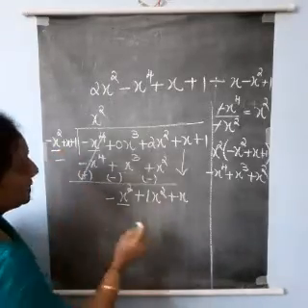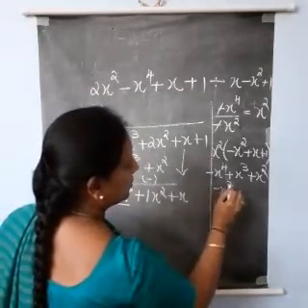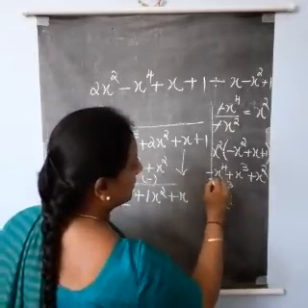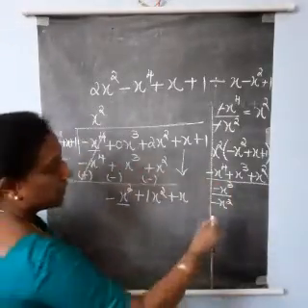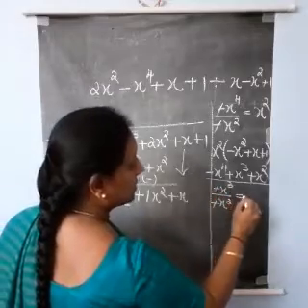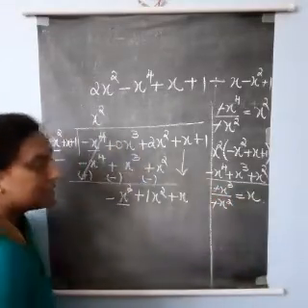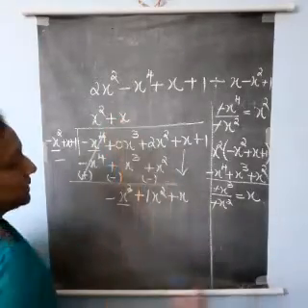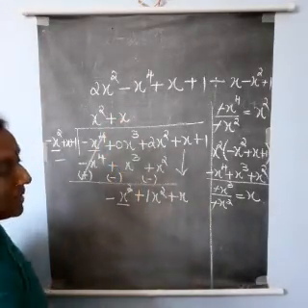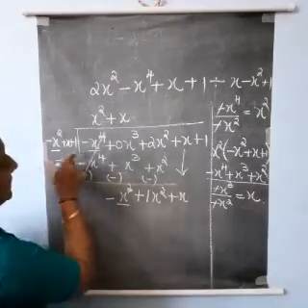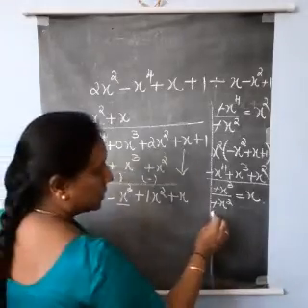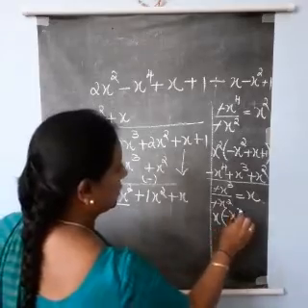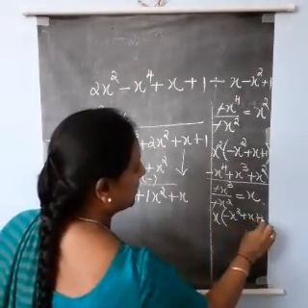So what will you get? You get minus x cubed divided by minus x squared. Okay? So this way also the minus sign will cancel out and you will get x here. The answer that you get, you will put it in the quotient place and then multiply this by the entire polynomial here. So what will you get? X into minus x squared plus x plus 1.